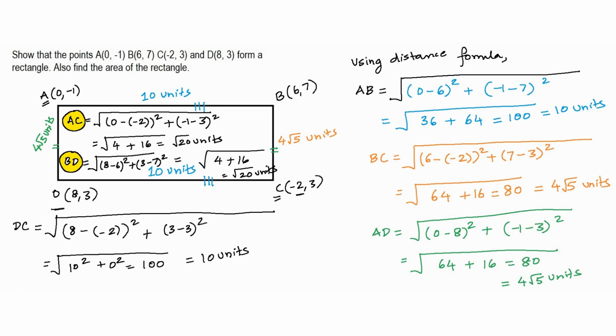Moving on to the next question. Let us consider the following problem. Show that these vertices form an isosceles triangle. To show that it forms an isosceles triangle, again I will use the distance formula to calculate the three lengths. Using the distance formula, I can find the length of AB. I can also find the length of BC, and I can also find the length of AC.